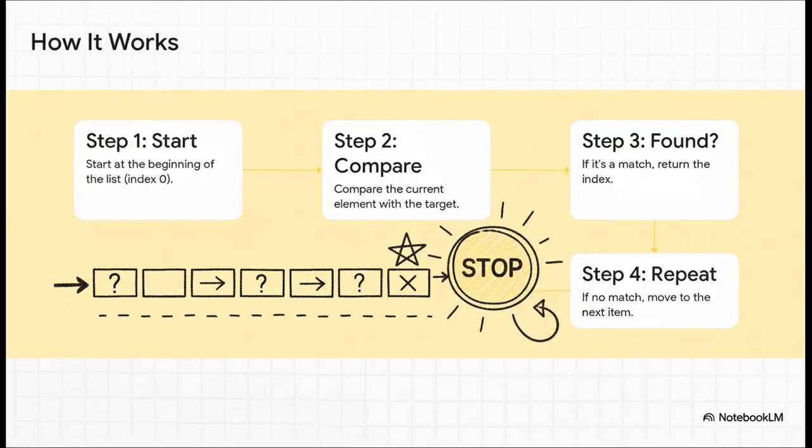The logic behind it is just beautifully simple. You start at position 1, and you ask, is this what I'm looking for? If it is, great, you're done. If not, you just move on to the next one. How about this one? And you just keep doing that, step by step by step, until you either find your match or you run out of things to check. It's a straight line from start to finish.